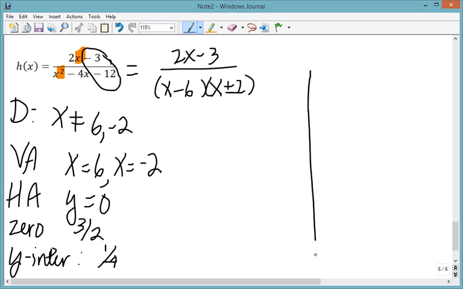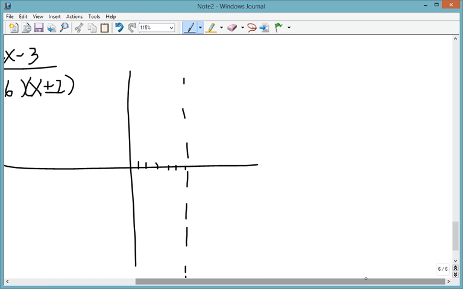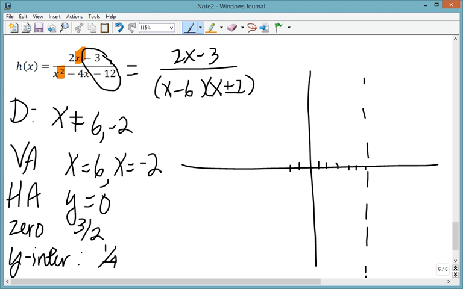Okay, so let's see if we can graph this. 1 through 6, and negative 2. There's a horizontal asymptote, which is right on the 0. The 0 is at 3/2, which is right there. And the y-intercept is at 1/4, which is hard to write on this graph.